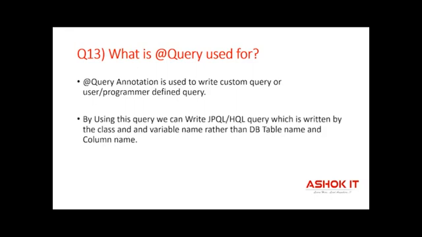But if you are writing this query, make sure you should not write a SQL query. You should write a JPQL or HQL query. How come it is different? A SQL query is constructed using table names and column names. JPQL or HQL is constructed using class name in the place of table name, and variable name in the place of column name. That's a major change. And it's even case sensitive.